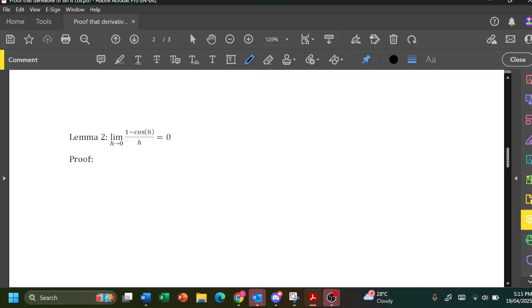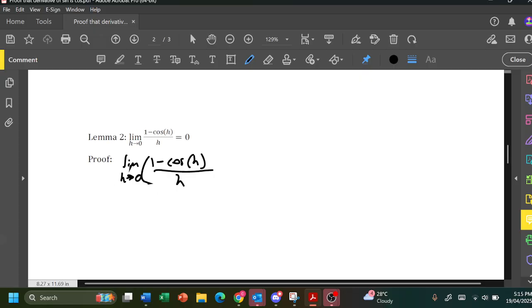So the second thing we want to show, this is lemma 2, is that the limit as h goes to 0 of 1 minus cosine h divided by h is going to be equal to 0. And this one's actually a little bit easier than the first one. We're just going to start by writing it out. So we have here the limit as h goes to 0 of 1 minus cosine of h over h.